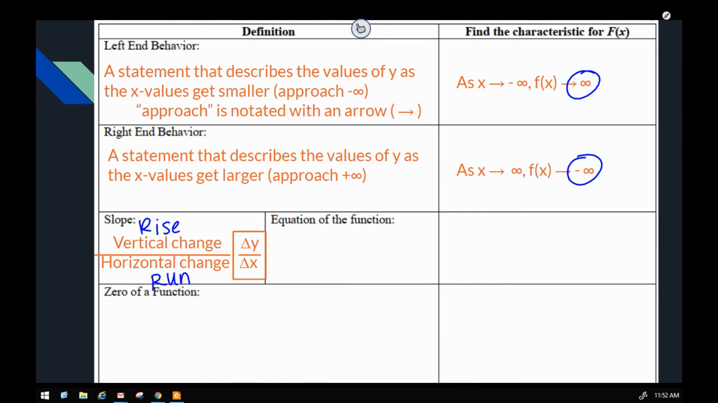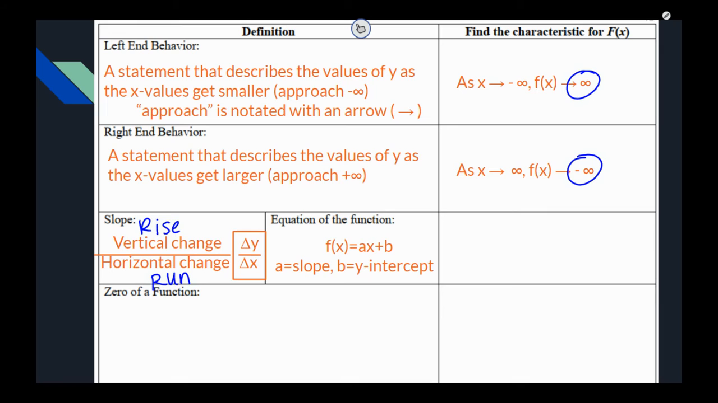When we talk about the equation of a line, what's the first equation of a line that pops into your head? Slope-intercept form, y equals mx plus b, right? Okay, for some reason, Mark Sparks likes to use a and b instead of m and b, but it means the same thing. So f of x equals ax plus b, where a is your slope and b is your y-intercept.